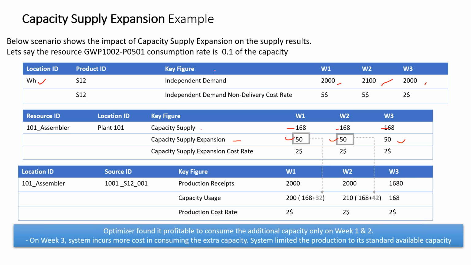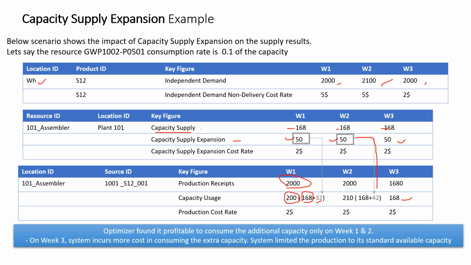I think what the system does is a production of 2000, and the usage becomes 200, because the usage has to be equal to the capacity supply, right? Here it became 200 because it consumed the capacity that is there, 168, and then it took the additional 32 of additional capacity. That's why the usage became 200, and then it did the production of 2000 and shipped that much. Same with week 2. It did the production and consumed the extra capacity supply that is available. But on week 3, I think it did only 168.